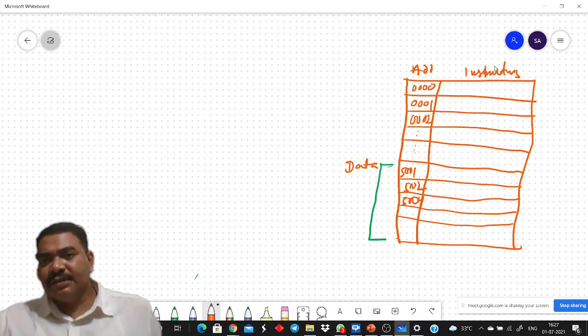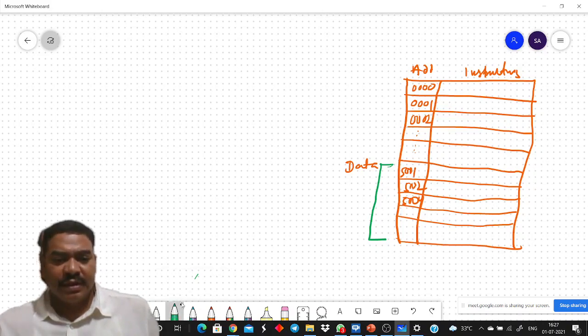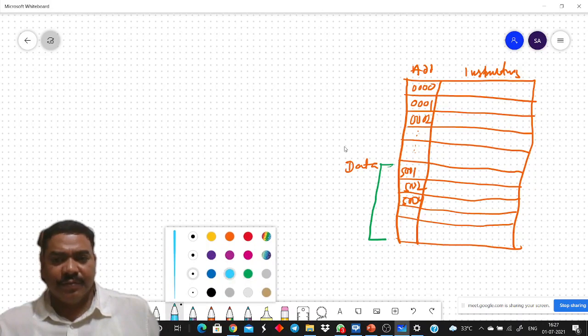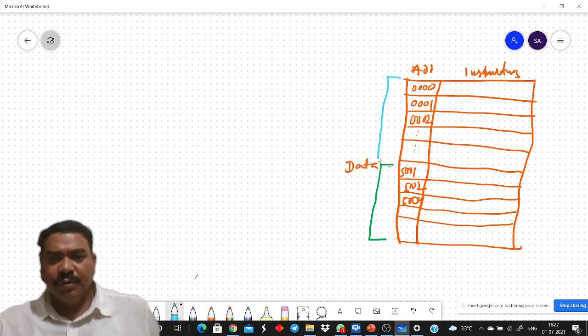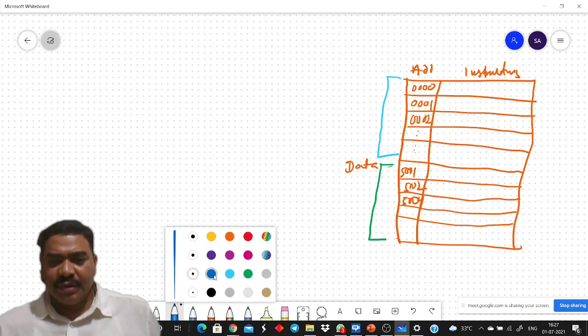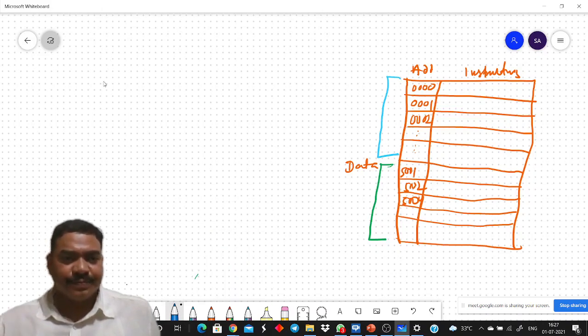The instructions, the program, will be stored in this part, the program memory, and the data will be stored in this part. Every data or instruction will be stored in a specific location, and that location can be accessed by its address. Now this is your CPU.